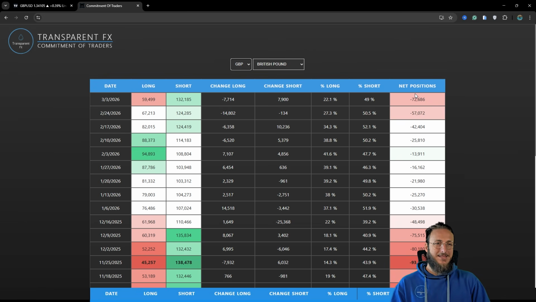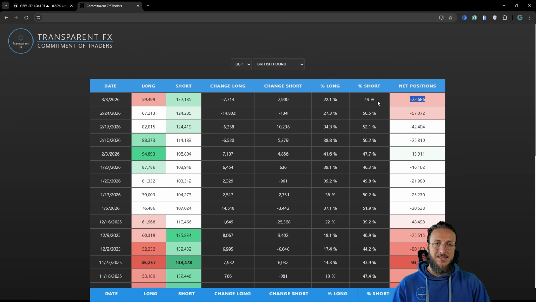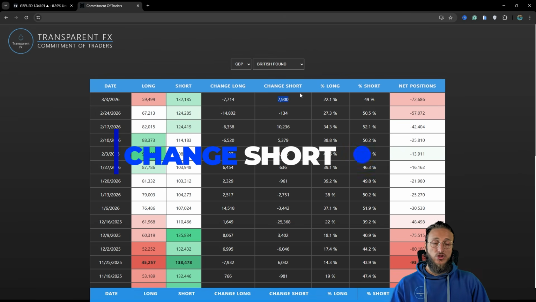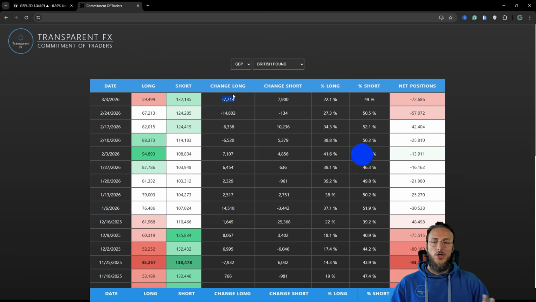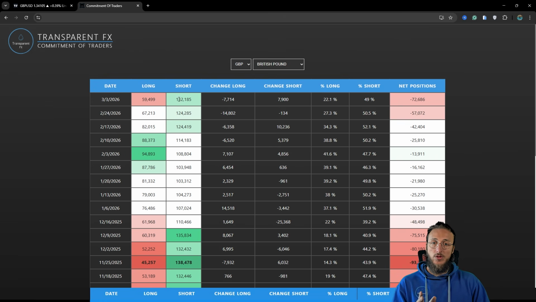And what we can see is that net positions with the last reports have in fact decreased. We went from having minus 21.9k net positions all the way down to minus 72.6k net positions, with 7.9k shorts added just with the last report and 7.7k longs getting closed. So institutions are adding shorts and closing longs on GBPUSD, increasing their shorts from 103k to 132k, decreasing their longs from 94k down to 59k.